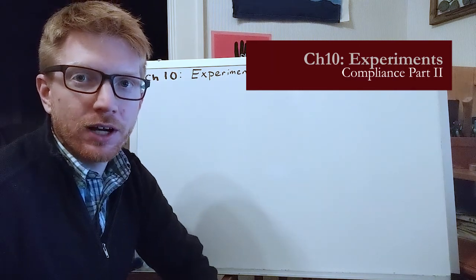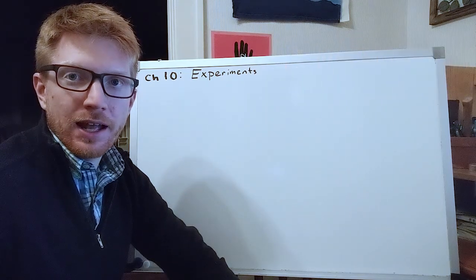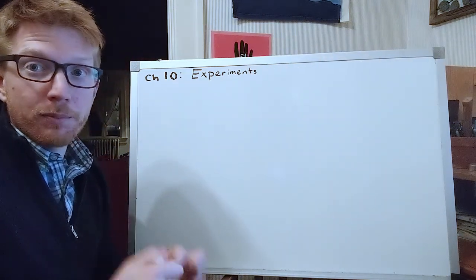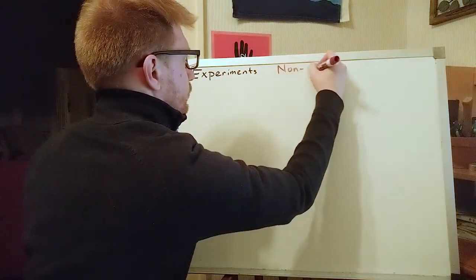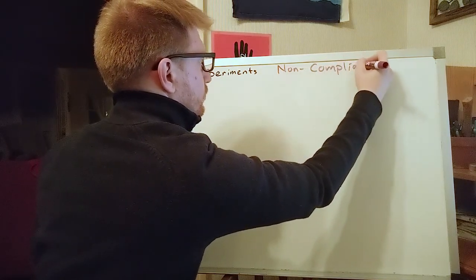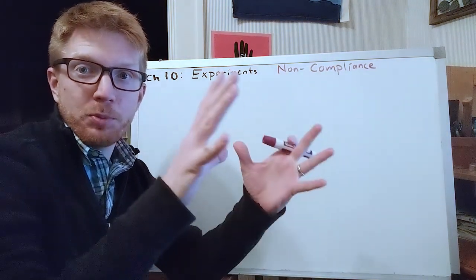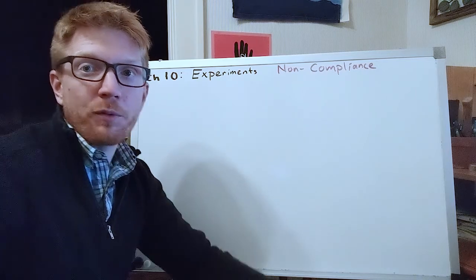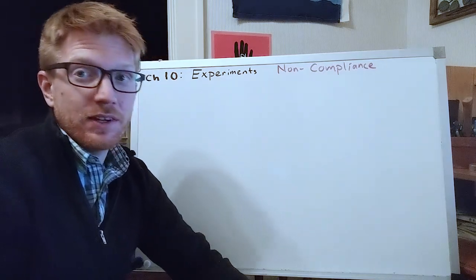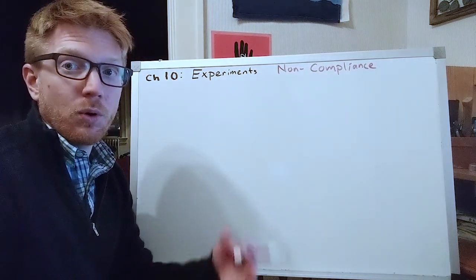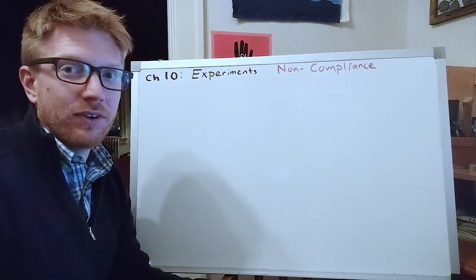Welcome back, metric students. So we're talking about Chapter 10, which is all about experiments. And in particular, we're focusing on the problem of non-compliance. This is the idea that your subject has been put in a treatment or control group, and for one reason or another, they do not comply with that treatment, meaning they don't receive the treatment when they're in the treatment group, or they actually are in the control group but receive the treatment. That's the idea of non-compliance.